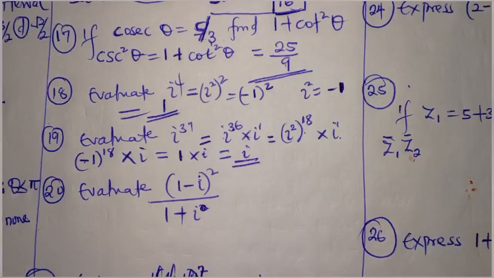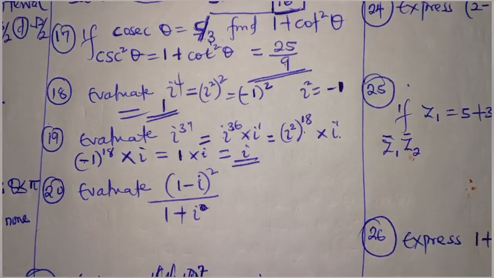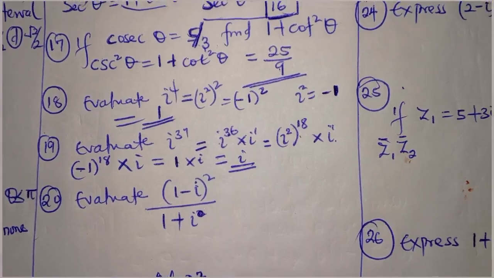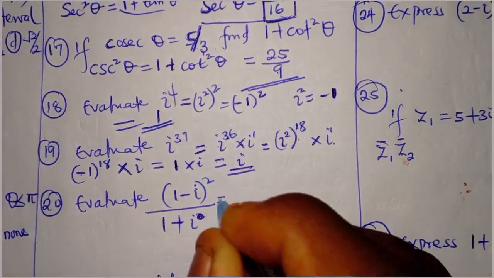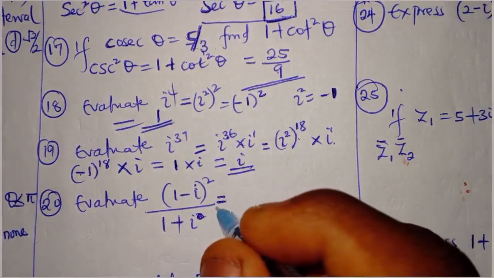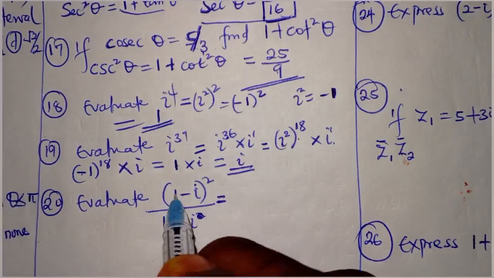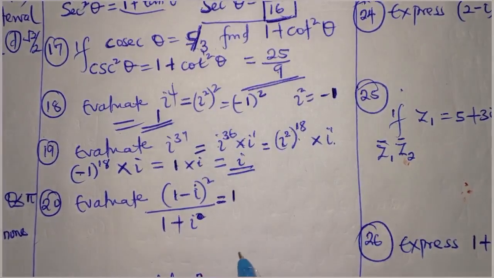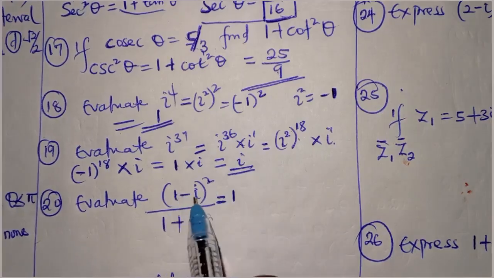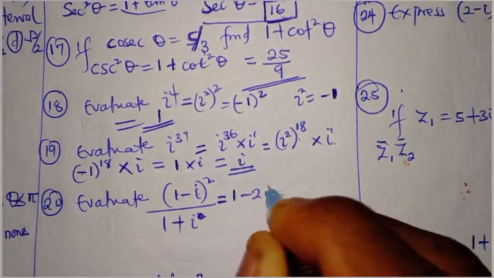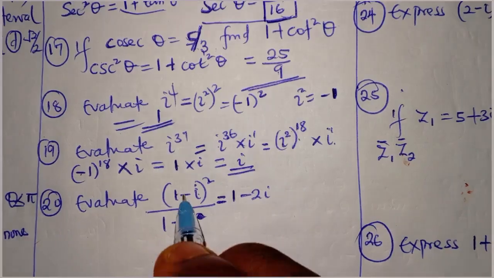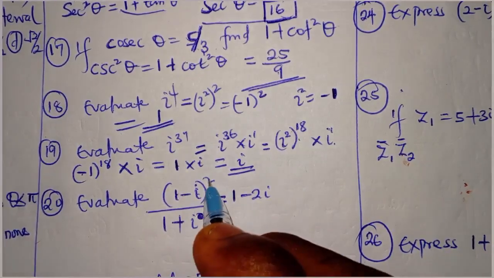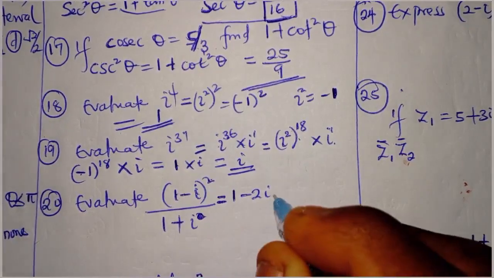Question 20. The question says, evaluate 1 minus I all squared divided by 1 plus I. Okay, first of all, let us expand that numerator. If I want to expand it, see how I'm going to do it. 1 squared is 1. Then I will now say 2 times 1 times minus I, that's -2I. I will now say minus I all squared.